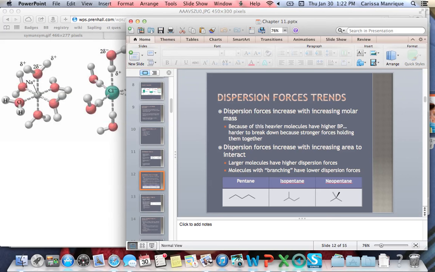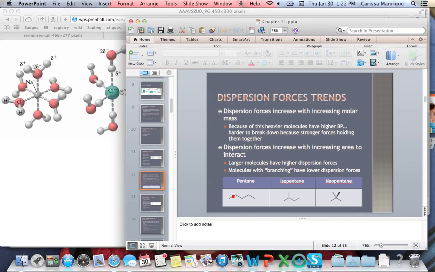Also, dispersion forces increase with increasing area to interact. These intermolecular forces, and we're looking at dispersion forces specifically, are like glue. They're attracted to each other, so they want to get as close to each other as possible. Let's look at here. Do you see that these branches kind of block things from getting close? There's not as much surface area exposed. Now look here, this one just has one branch, so it's not quite as blocked. This one has zero branches, and you see all this surface area that's exposed here.